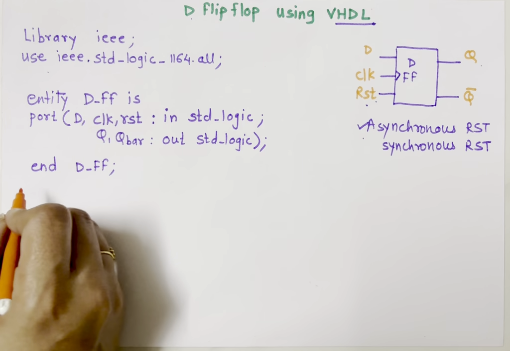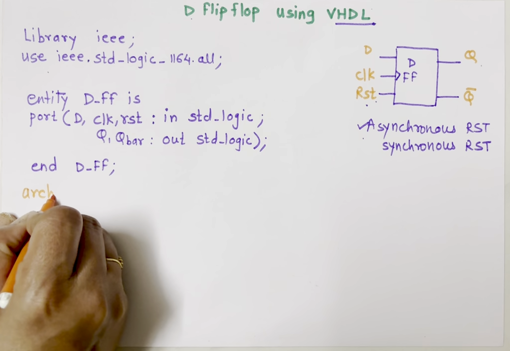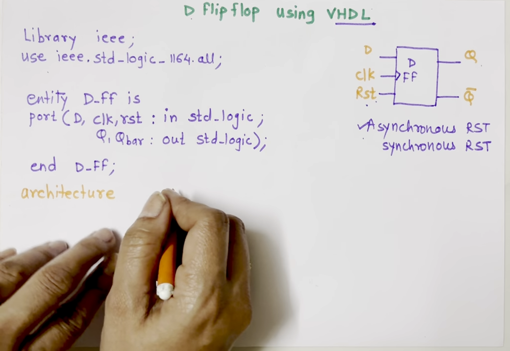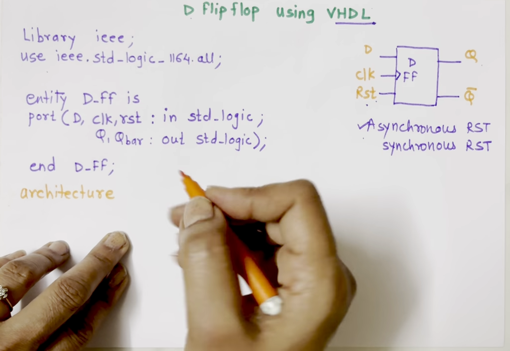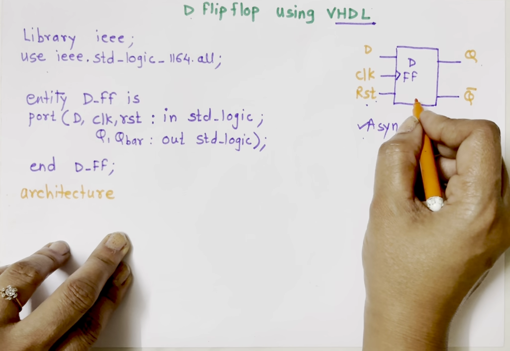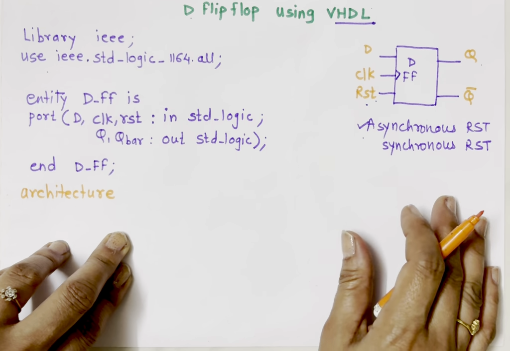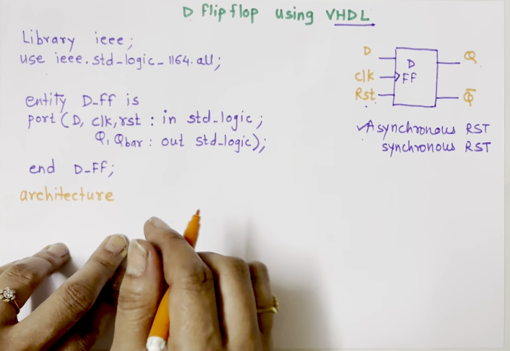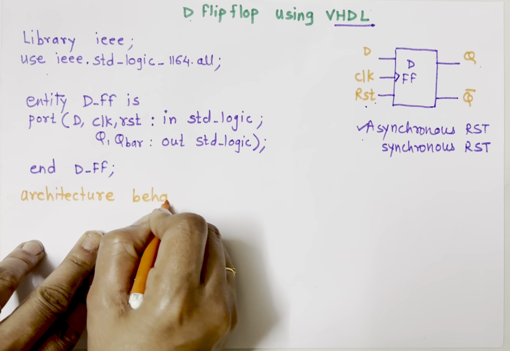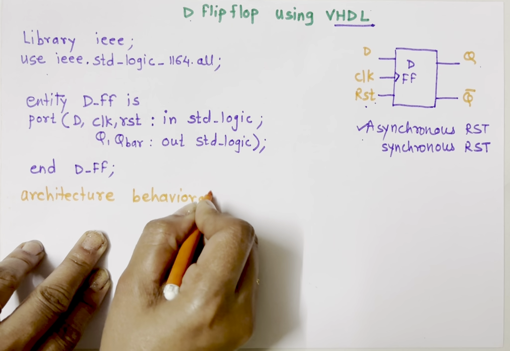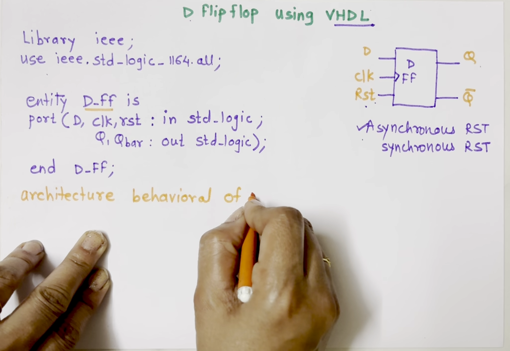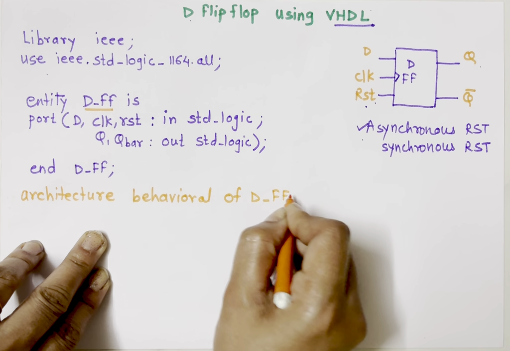The syntax: the first word is architecture, then the architecture name. Generally we use the modeling style's name as the architecture name. To describe sequential circuits where a clock is present, where memory elements are present, we use the behavioral modeling style. So architecture behavioral of, for which entity am I writing this architecture? DFF of D_FF is.